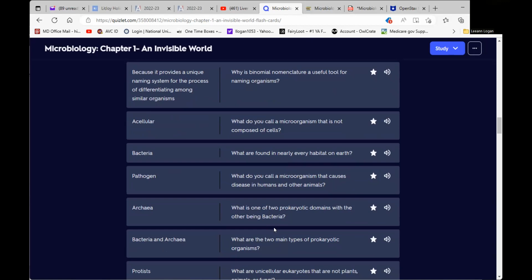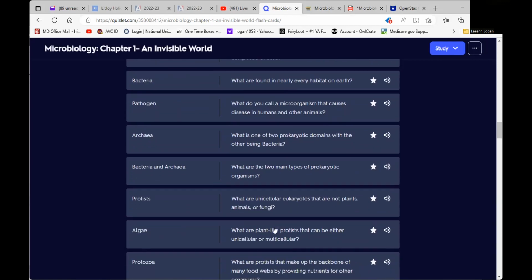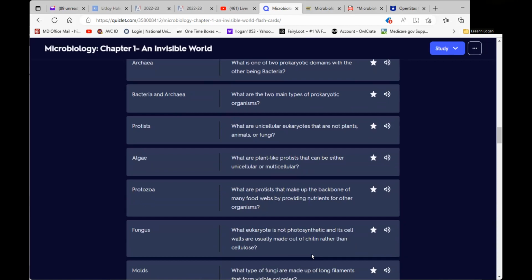What is one of the two prokaryotic domains other than bacteria? Okay, so the two prokaryotes are bacteria and archaea. Just pick the one that's not bacteria, that would be archaea. Okay, what are unicellular eukaryotes that are not plants and animals? That would be protists. What are plant-like protists that can be unicellular or multicellular? That would be algae. What are protists that make up the backbone of many food webs by providing nutrients for other organisms? That would be protozoa.